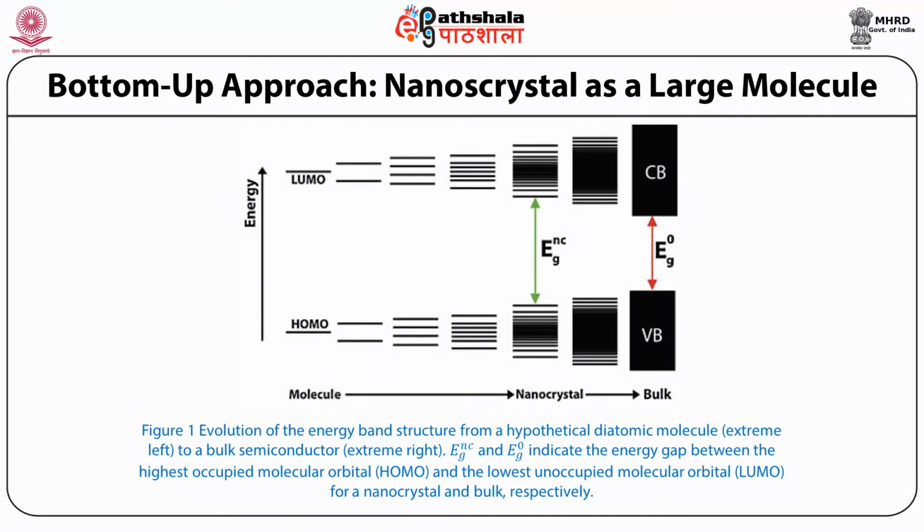A similar method can be applied to the large molecules, clusters, and also the bulk material. So as a molecule acquires bigger size, the number of atomic orbitals combining to create molecular orbitals rises, resulting in a progressive increase in the number of energy levels and a gradual decrease in the HOMO-LUMO energy gap, as shown in this figure.